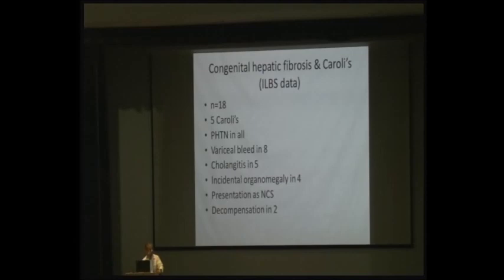So this data is not very refined. These are 18 patients, 5 of Caroli's syndrome. There was portal hypertension in all of them. Variceal bleed was in 8. Cholangitis was there in 5 patients, and there was incidental organomegaly in 4 patients. And one of the children presented with neonatal cholestasis, and there was decompensation in 2 of the patients with congenital hepatic fibrosis.